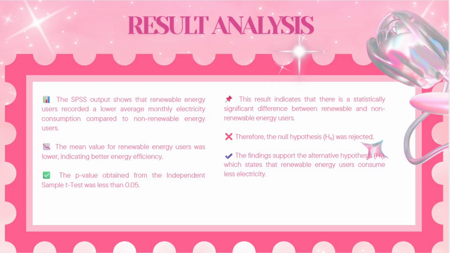Thank you. Based on the analysis conducted, we found that households using renewable energy recorded lower average monthly electricity consumption compared to households using non-renewable energy. Furthermore, the p-value obtained from the independent sample t-test was less than the significance level of 0.05. As a result, the null hypothesis was rejected. This means that there is sufficient statistical evidence to conclude that renewable energy significantly reduces monthly electricity consumption.